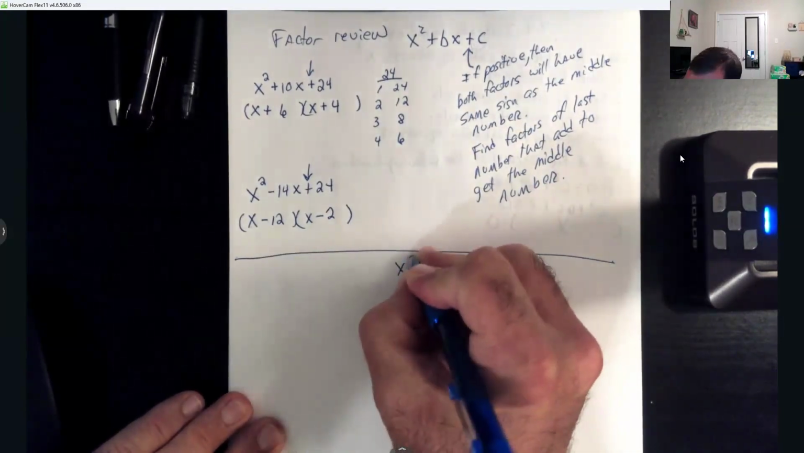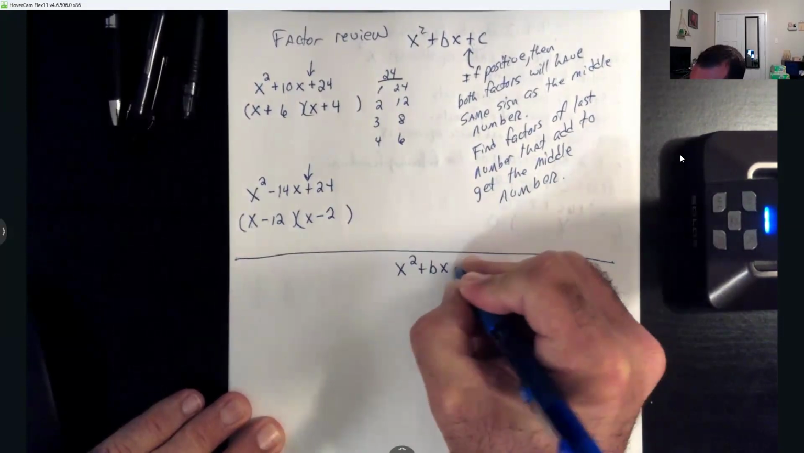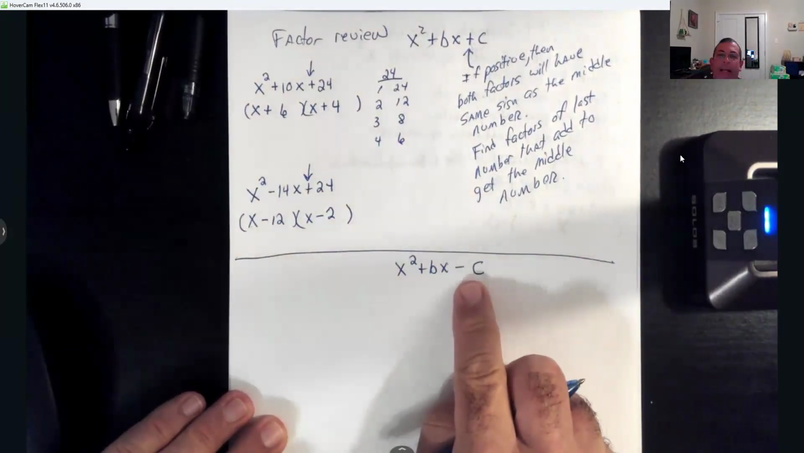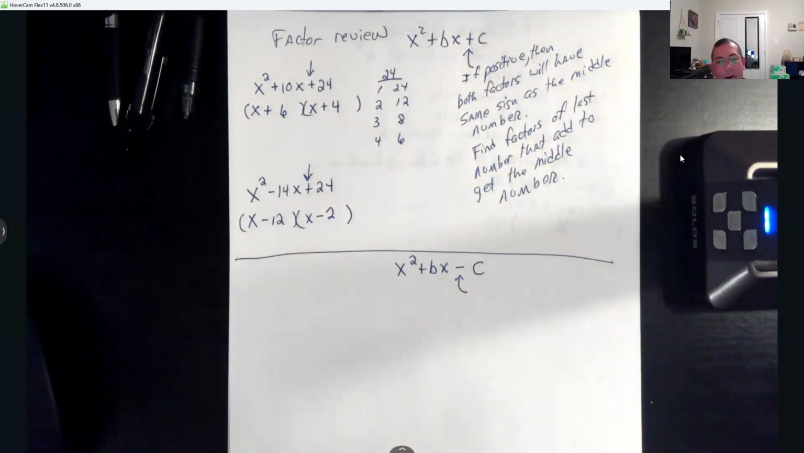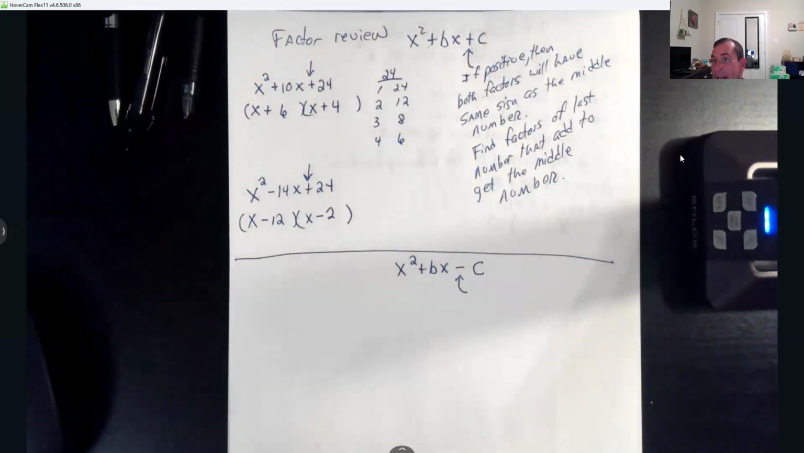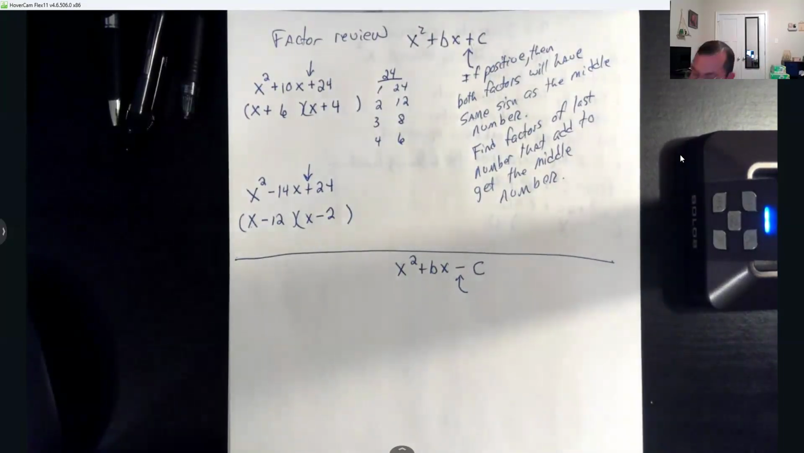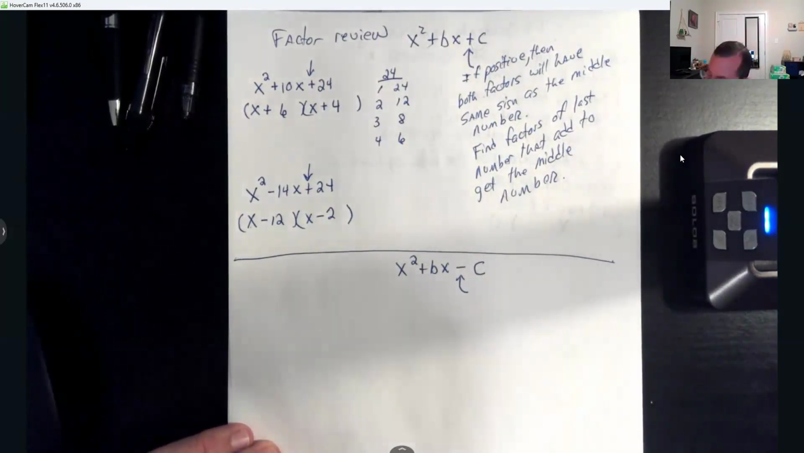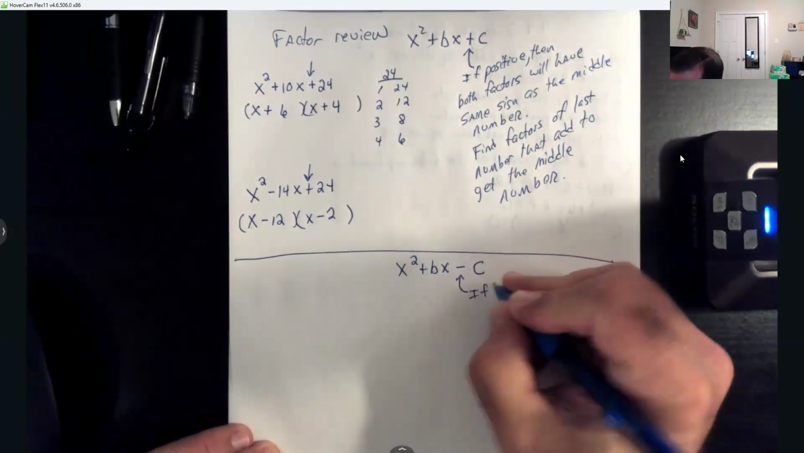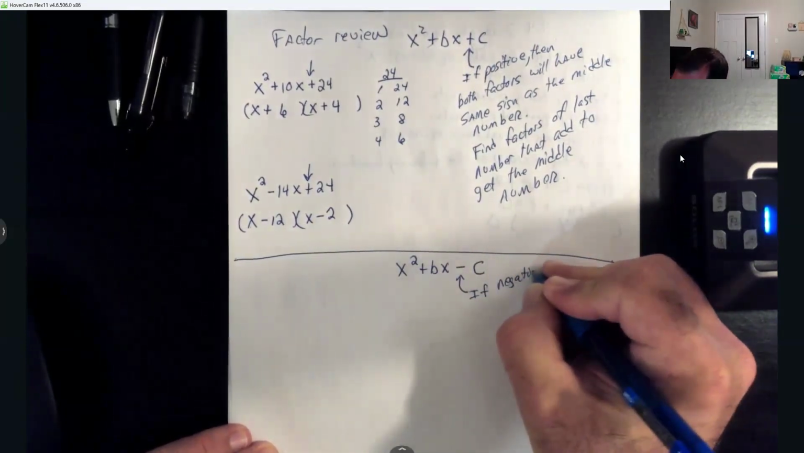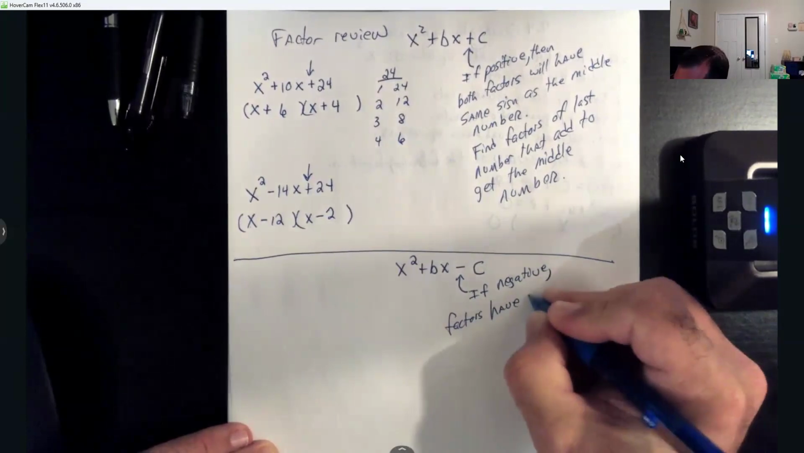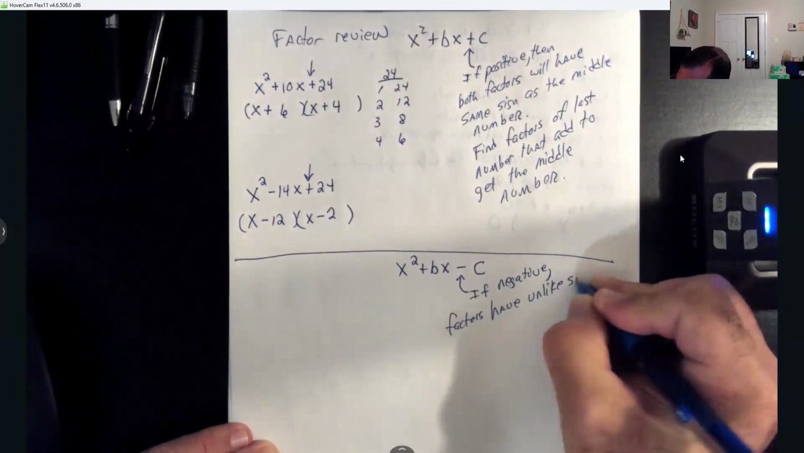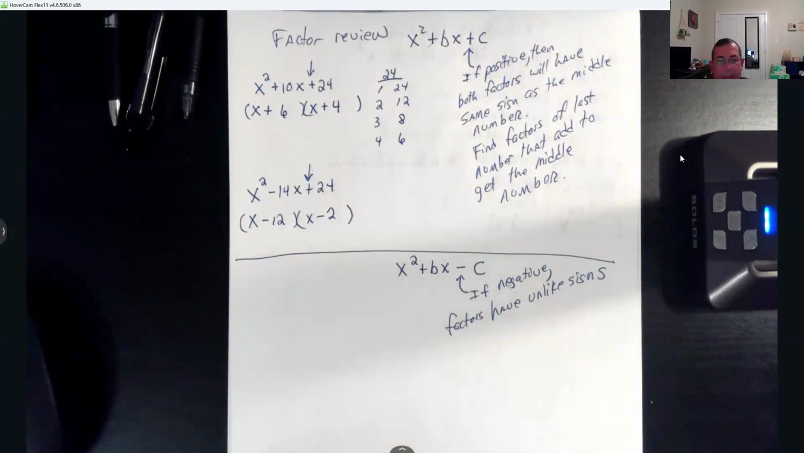But what if I got a last number that's negative? Well, y'all, how can you multiply and get a negative in math? That means you got to have unlike signs, right? So if the last number is negative, factors have unlike signs. So I'm automatically going to make one plus and one minus. Okay.